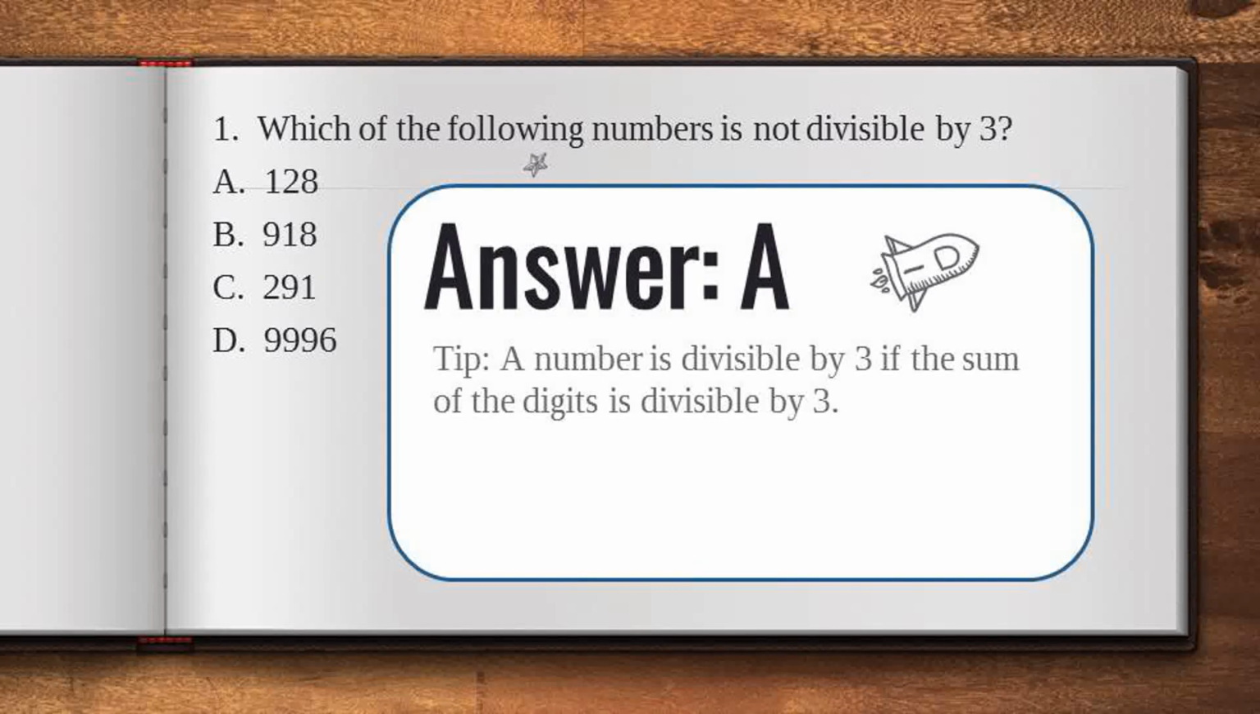Whereas for letter A, when we add 1, 2, and 8, the sum is 11. 11 is not divisible by 3. Therefore, 128 is not divisible by 3. Note that the rule can be repeated when needed. What do we mean by this? Say you have 9996. When we add 9 plus 9 plus 9 plus 6, the sum is 33. And if we further add 3 and 3, the sum is 6. And 6 is a number that is divisible by 3. So 9996 is divisible by 3.